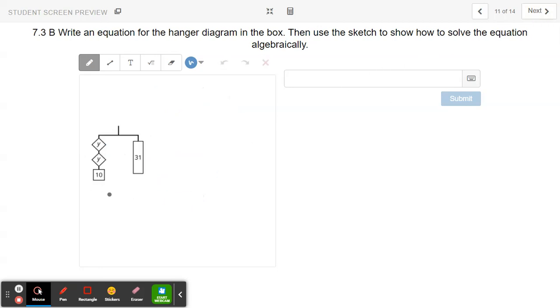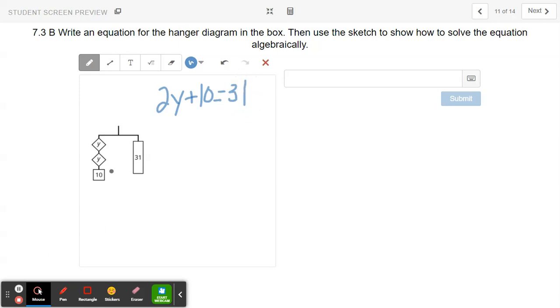Let's try this one. For this one, we've got 2y. Now they've done something a little different. Instead of putting 10 1s, they put all the 1s together, which is just fine. It's the same. 2y plus 10 is equal to 31.